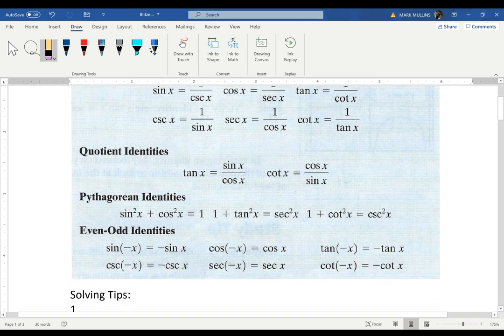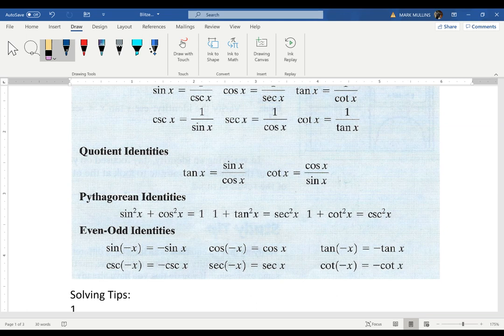Quotient identities. This might be a new one. Maybe you've never thought about this before. Tangent of x is sine x over cosine x. And then Pythagorean identities. Pythagorean identities are maybe some of the most useful. So sine squared plus cosine squared equals 1.